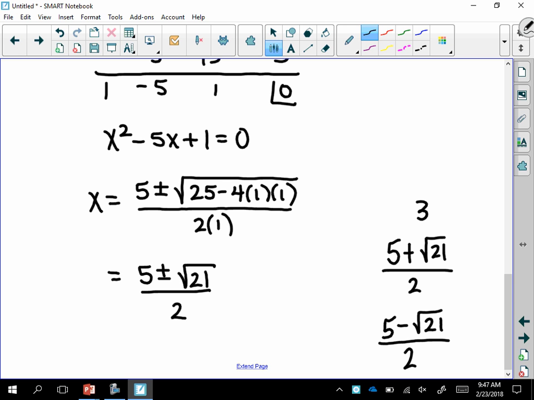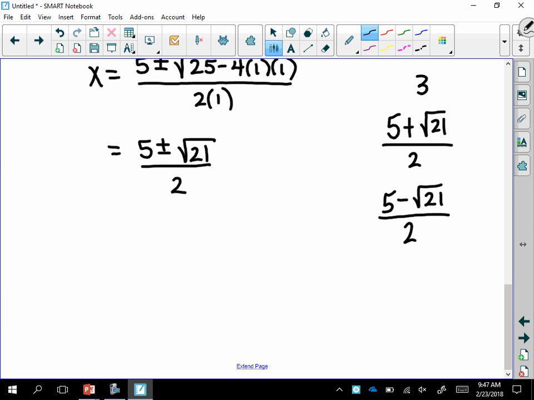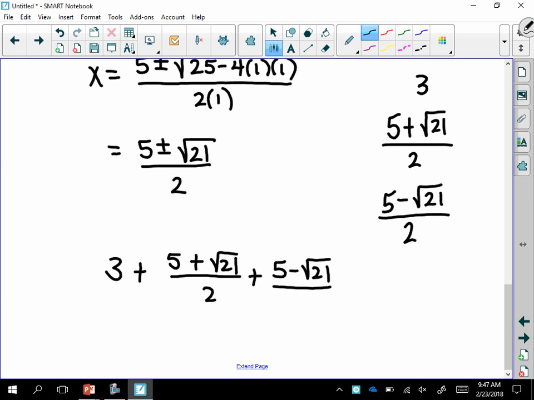And I want to add all those together. Well, it's not really as bad as it might look. We're going to take 3 plus 5 plus the square root of 21 over 2 plus 5 minus the square root of 21 over 2. These last two expressions have a common denominator, so can't we add those together? And when I add across the numerator, what's going to happen? I get 10 over 2, right? 10 over 2 is 5.